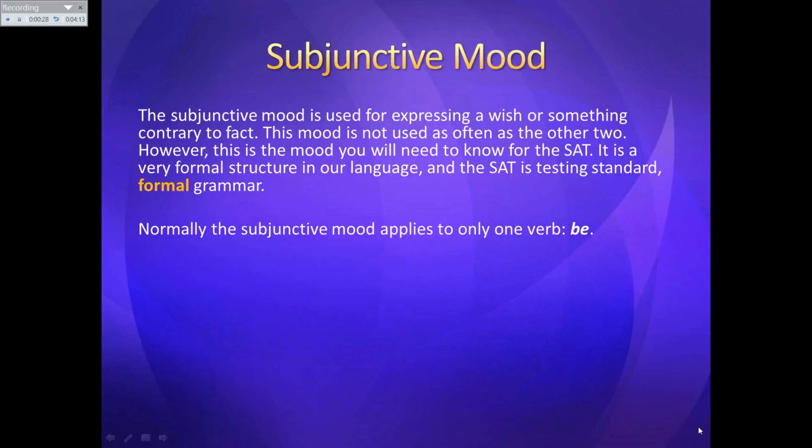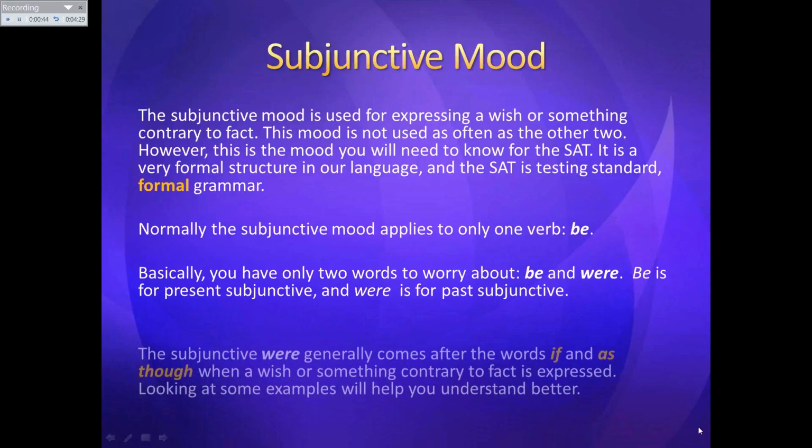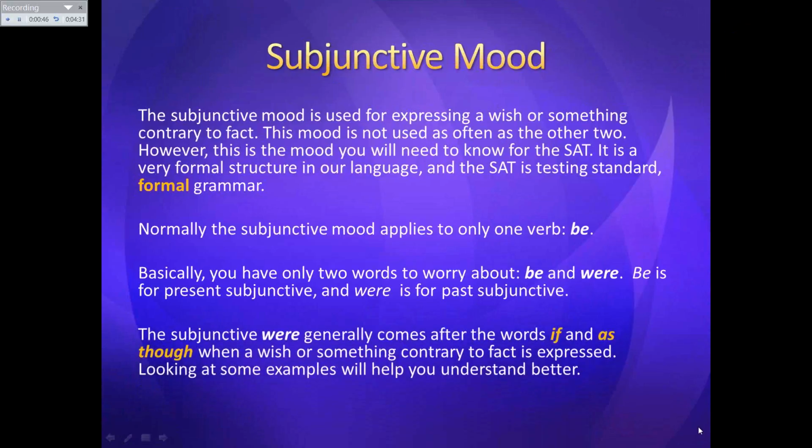Normally, the subjunctive mood applies to only one verb, and that's be, the be verb. Basically, you will have only two words to worry about, be and were. Be is for the present subjunctive, and were is for the past subjunctive. The subjunctive were usually comes after the words if and as though, when a wish or something contrary to fact is expressed. Looking at some examples will help you understand.